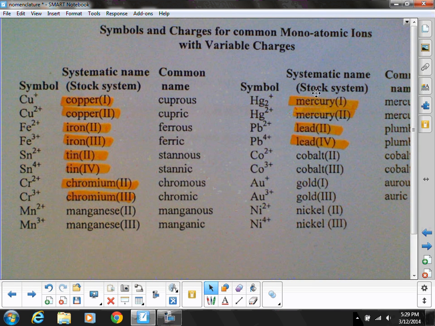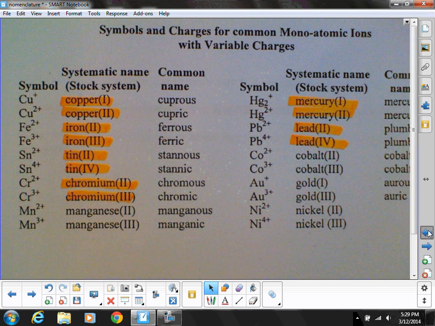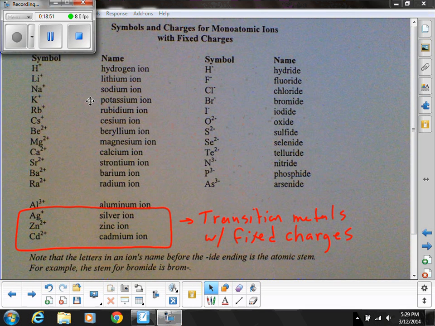Be careful when you're making the ones for mercury 1, mercury 2. It's Hg2 +2 and Hg +2 that is the difference between mercury 1 and 2. And then make sure you make flashcards for those 3 transition metals that have fixed charges. Okay, sorry to stop there for a second when I got interrupted by something. So that's it. Make those flashcards for Monday.